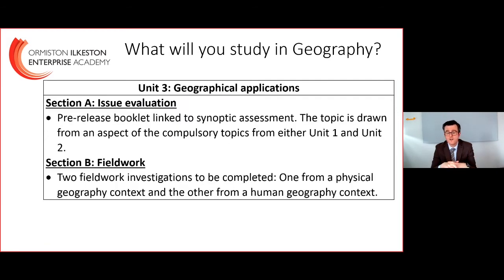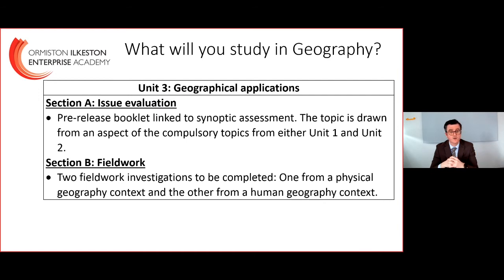Finally, the third unit is geographical application. So I've talked about the fieldwork. We will conduct 2 fieldwork visits and have an exam based around that. But we also have the issue evaluation, where you will be given a pre-release booklet 12 weeks prior to the exam, and we study the different issues at the heart of it and think about how we might make geographically informed decisions. And then you will write that up in the exam.